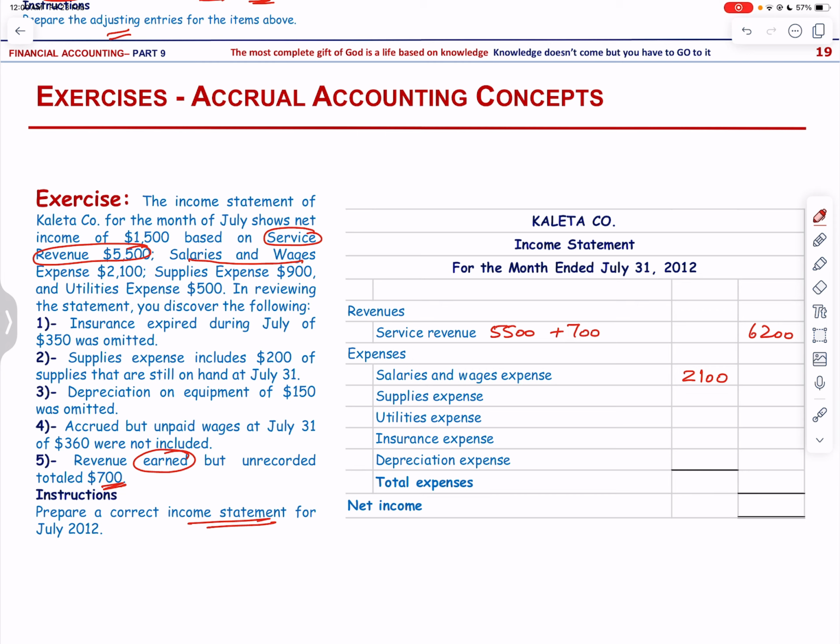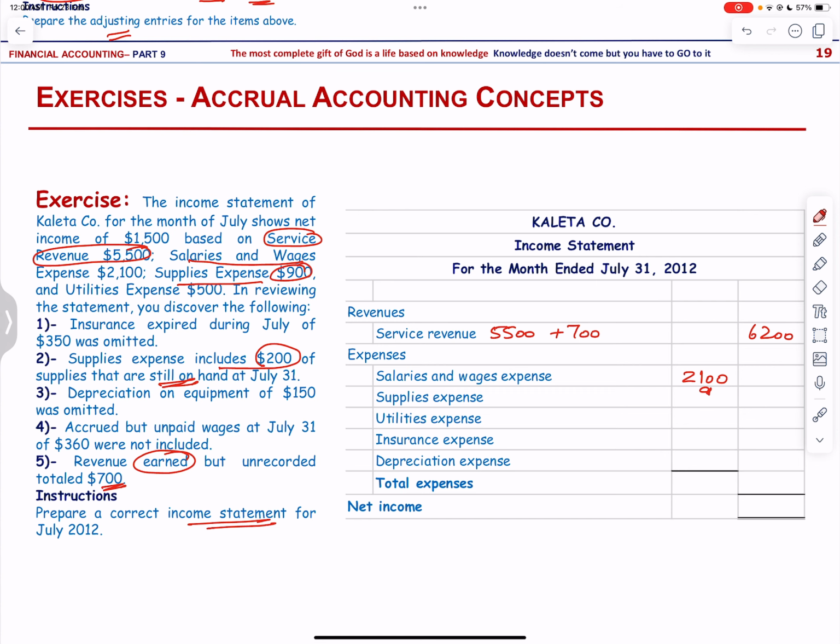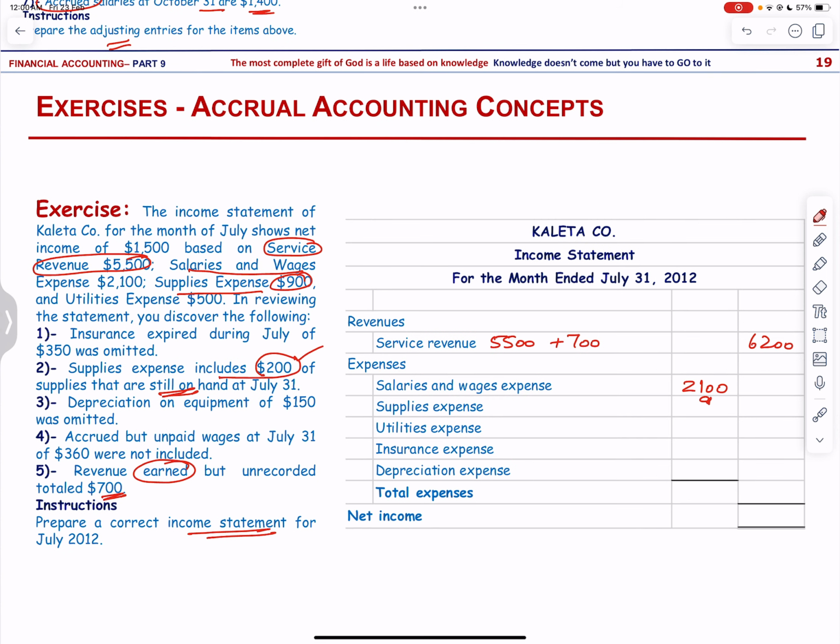We have supplies expense of 900. And let me see if anything else. Supplies expense includes 200 of supplies that are still on hand. So supplies expense will be 900 minus 200. That makes, so salaries and wages are how much? Oh, I have to check with the salaries and wages also. 1 minute.